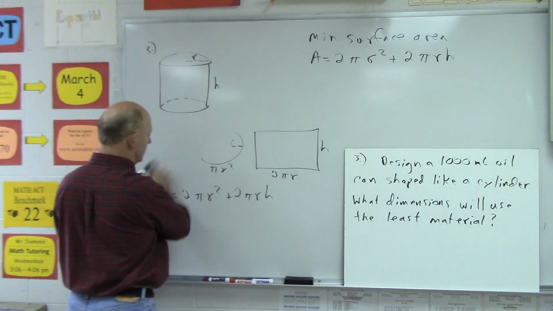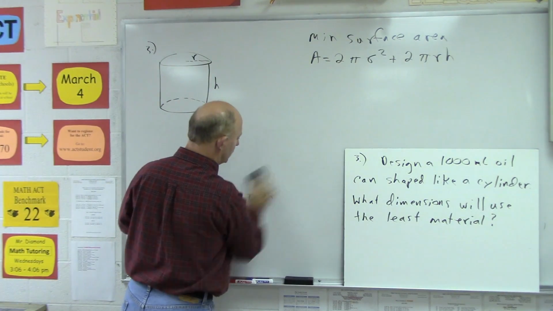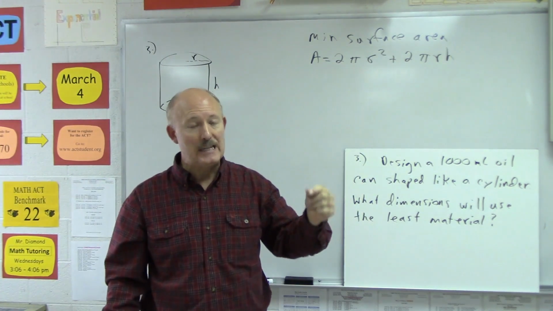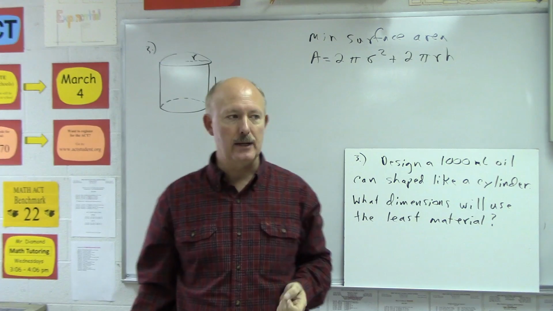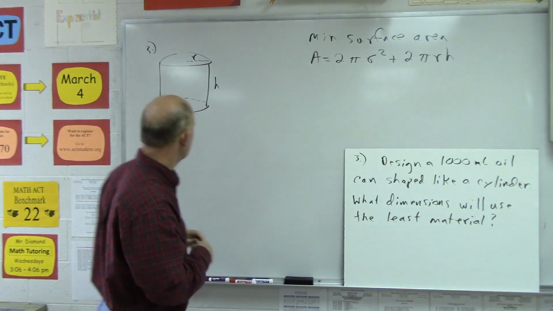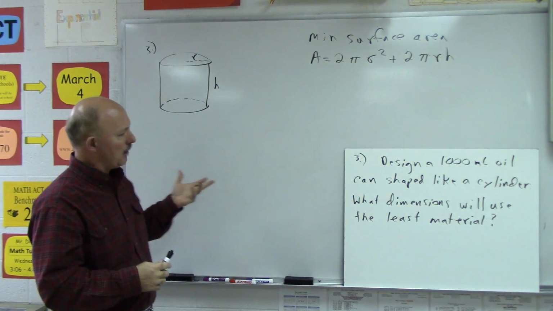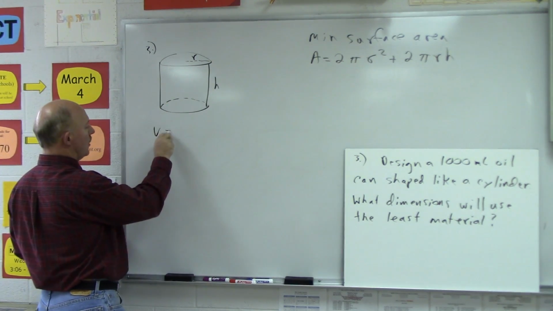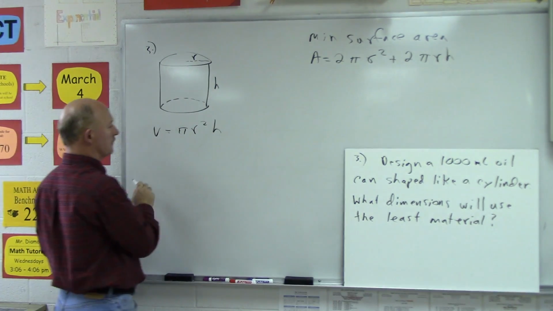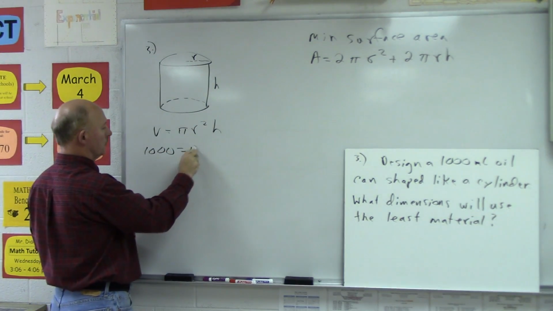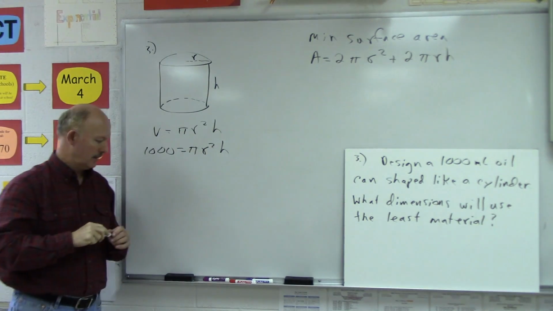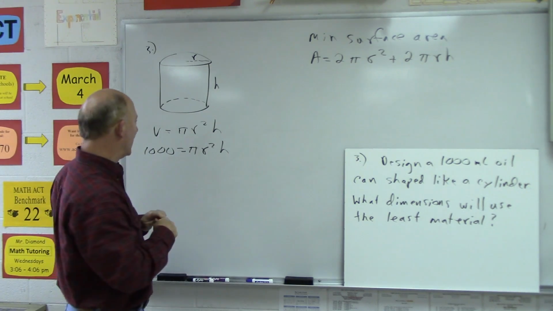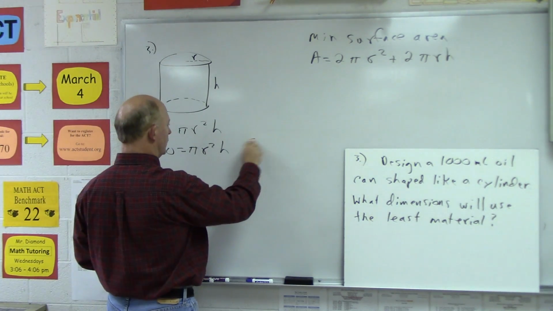So let me erase this. That's our surface area, and our surface area is going to be our primary equation. In just a moment, we're going to take the derivative of the surface area, right? So we're doing minimum surface area. Now, hopefully you remember the volume formula for a cylinder. The volume is pi times the radius squared times the height. In this case, 1,000 equals pi r squared times the height. We're going to use this formula now. This is our secondary equation.